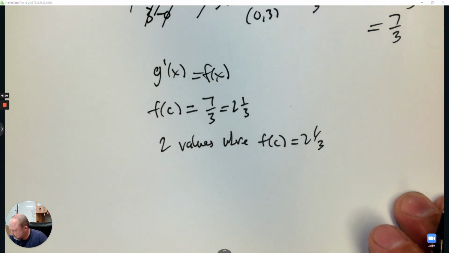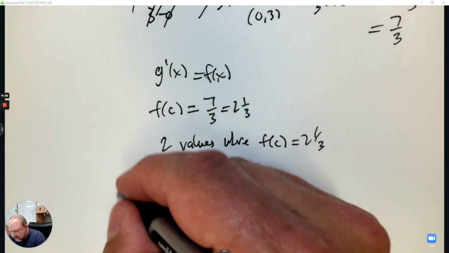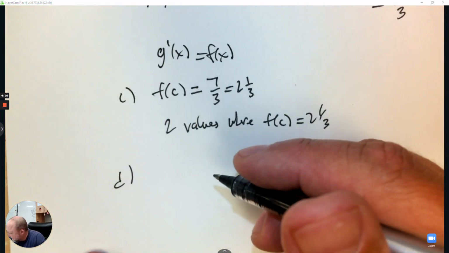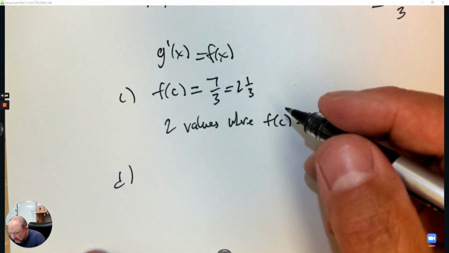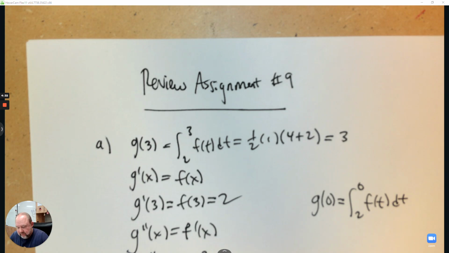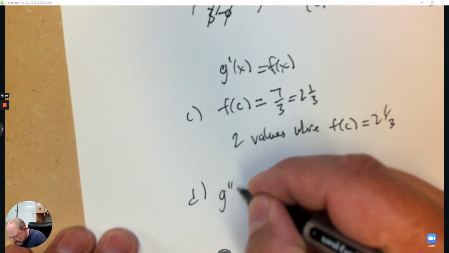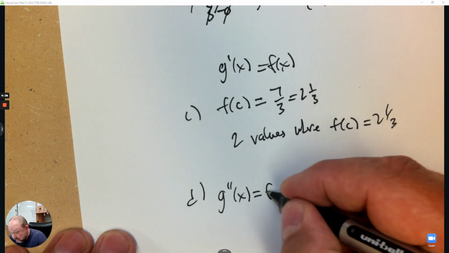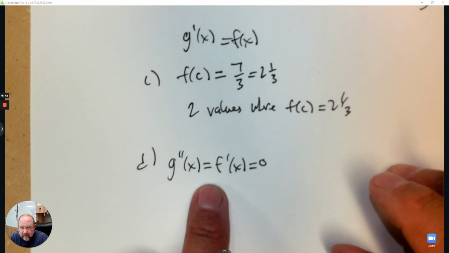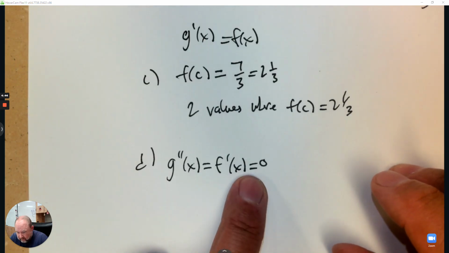All right? Part D. Find the x-coordinate of the point of inflection. So the point of inflection is the second derivative. We know the second derivative of g is equal to the first derivative of f. And for the point of inflection, we want to see where it's equal to 0.